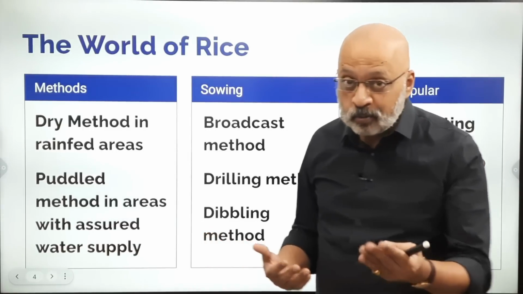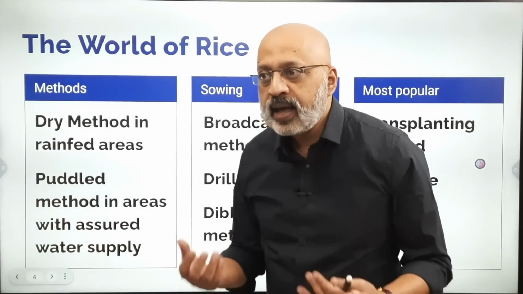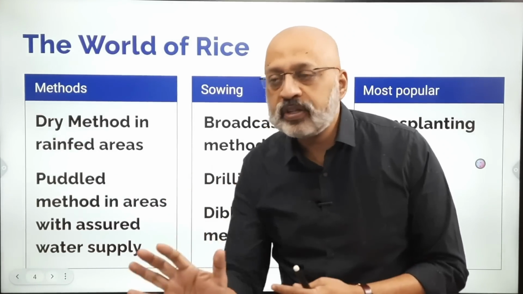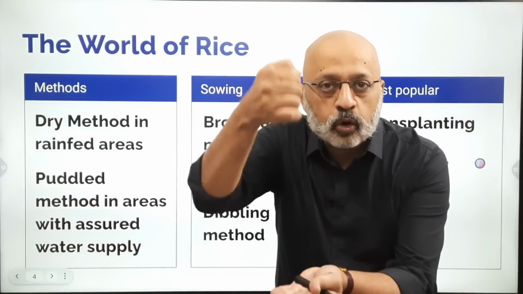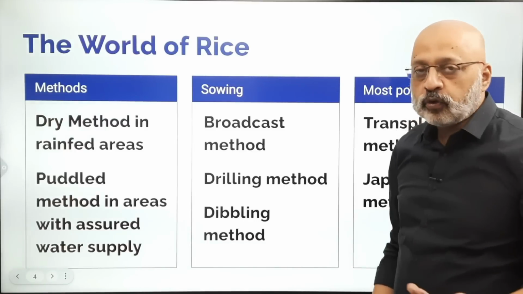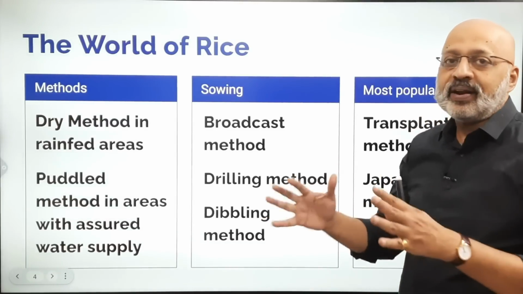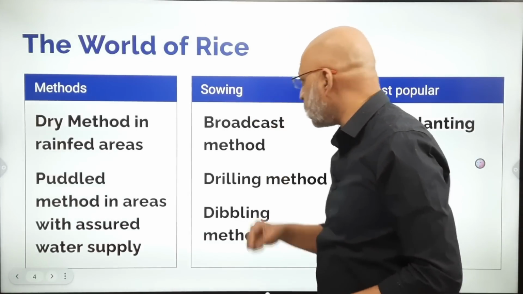Especially in Telugu and Tamil movies, you will have quite a bit of it. So in areas with assured water supply, the land is plowed and it is filled with about 3 to 5 centimeters of standing water, और उसमें paddy को transplant किया जाता है. Okay. Please look at photographs, please look at documentaries so that you get a better idea about how paddy is transplanted, especially if you are looking at doing this chapter.